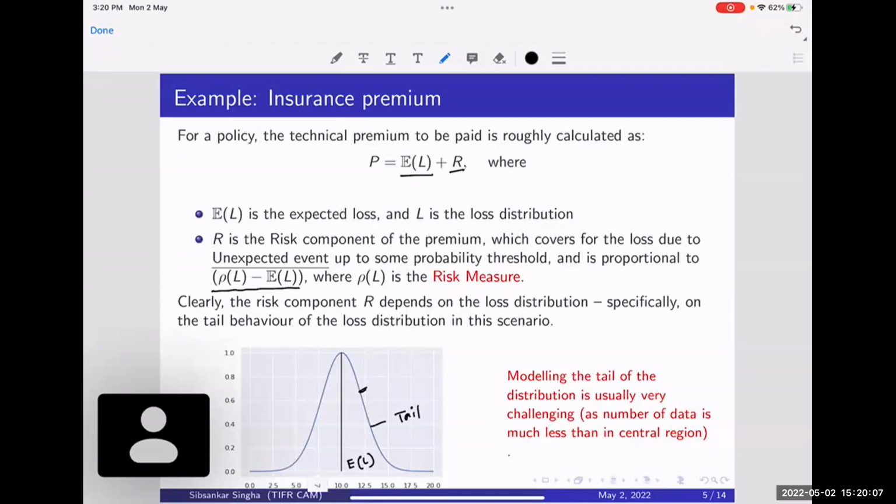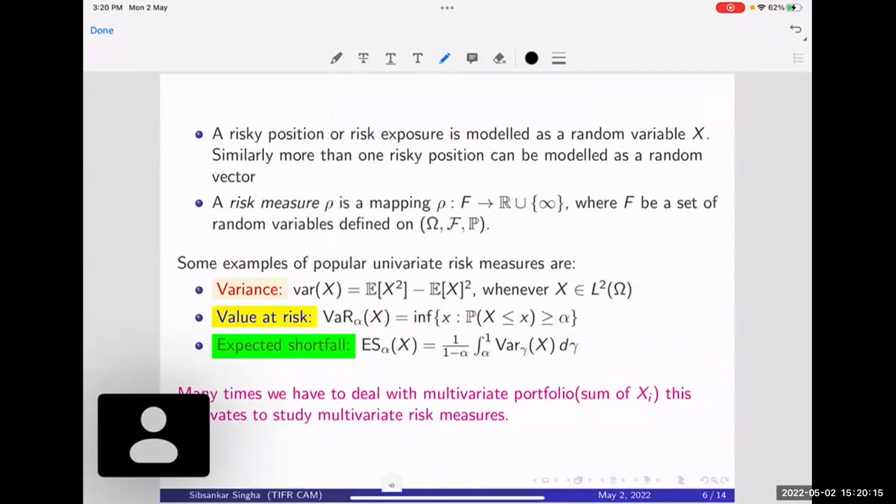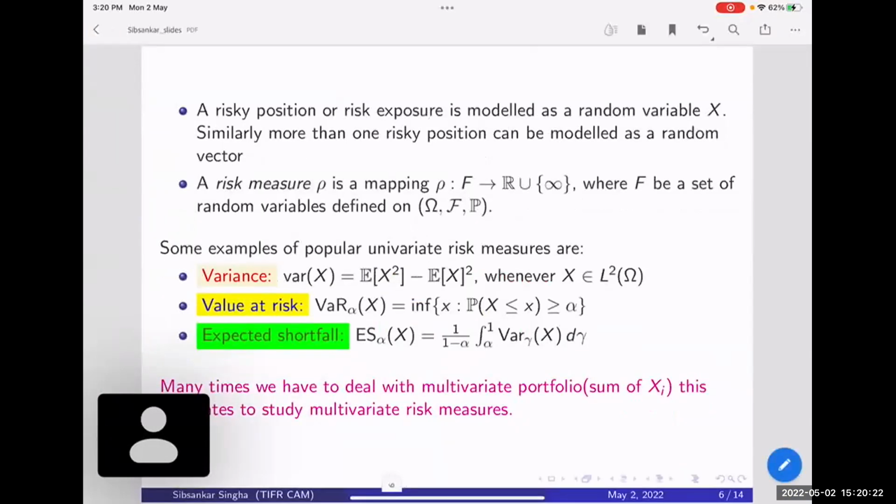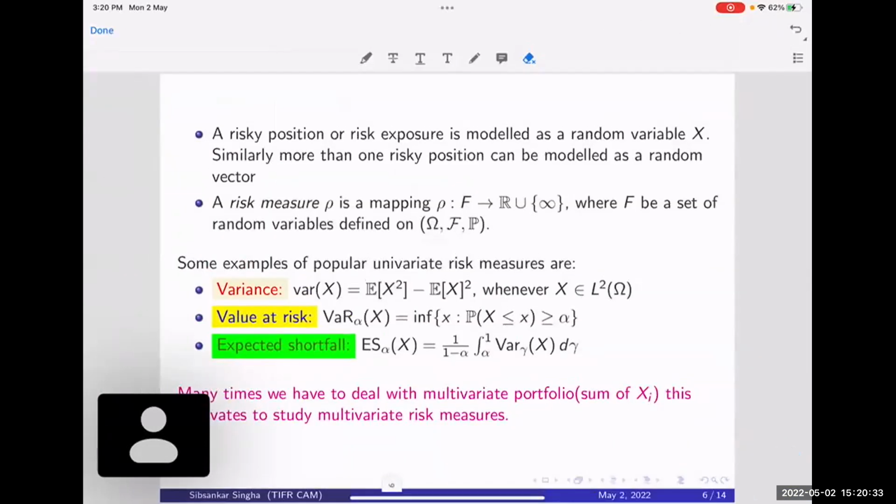Now let's focus on computing the risk component given the loss distribution. We should define what is a risk and what is a risk measure. Mathematically, we define a risk as a random variable, because earlier we said that it is something random, and a risk measure is defined as a function of that random variable. Some examples of popular risk measures are variance, value at risk, and expected shortfall.